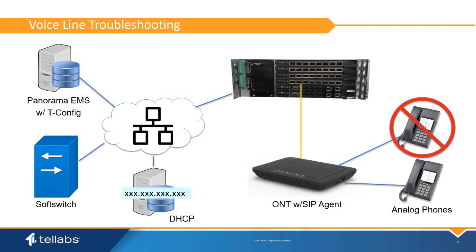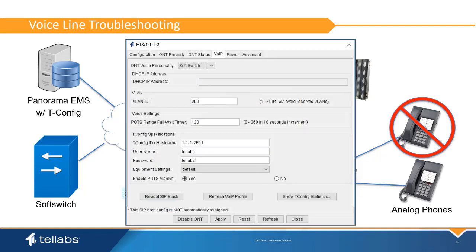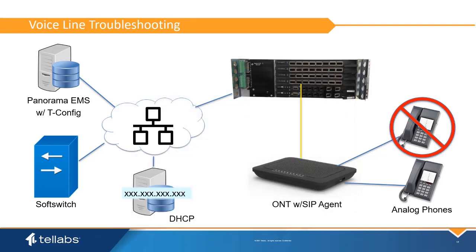If the line is not operating as expected, go to the Voice over IP tab of the ONT properties. If an IP address is not present, then look at DHCP, networking, and the VLAN. Without an IP address, nothing will work. A DHCP server must be set up and should be handing out a DNS entry via DHCP. Static IPs are not supported for Softswitch voice.